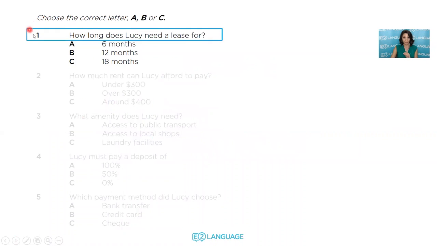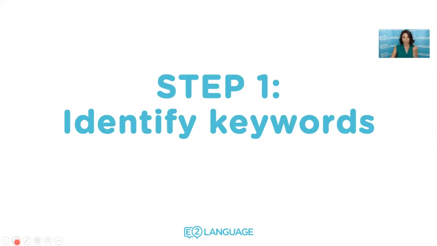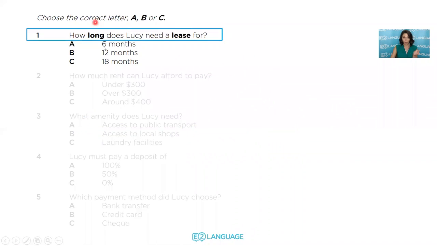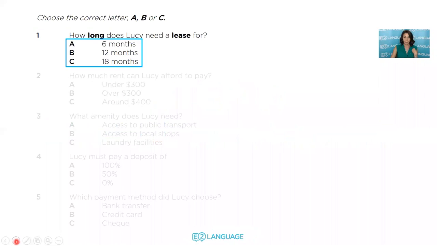Focus on the question. So this one, how long does Lucy need a lease for? Then we want to identify the keywords. So long and lease. So how long, we know it's going to be time, and lease, we're listening out for this word. And we should think about a synonym for lease. So lease can also mean rent, because they may not use the exact word. Then we want to look at our answer options. We have 6 months, 12 months, and 18 months.